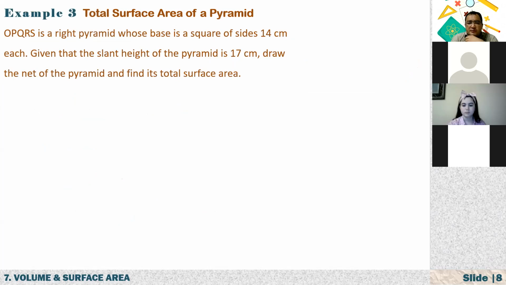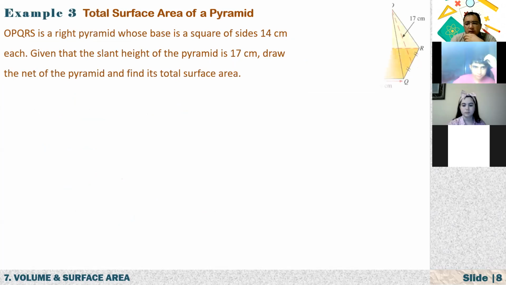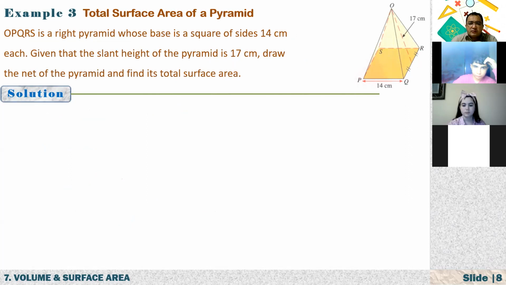Total surface area of a pyramid. To find the total surface area, that means we have the base and lateral surfaces, right? In this question, OPQRS is a right pyramid whose base is a square of side 14 centimeters each. Given that the slant height of the pyramid is 17 centimeters, draw the net of the pyramid and find its total surface area, right? So draw the net of the pyramid.